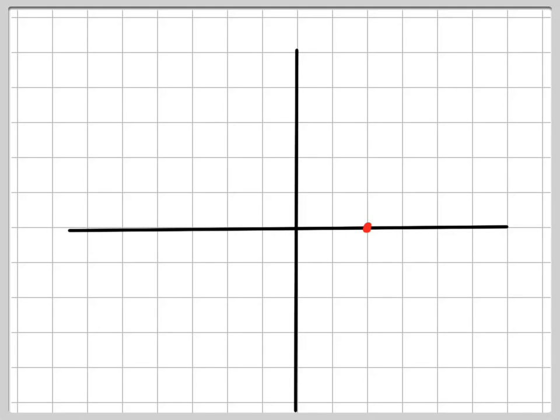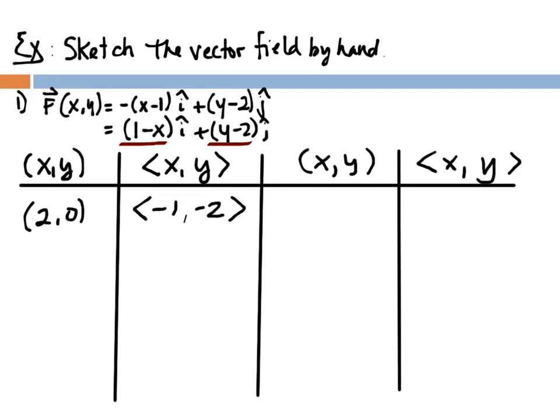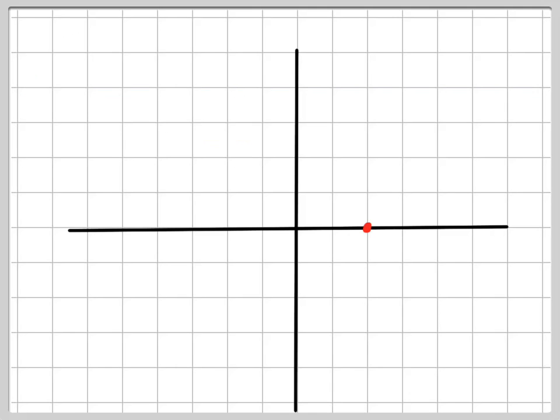All right, so over here on my graph, at the x, y point 2, 0, which is here, I need to draw a vector, and the vector needs to be going in the direction of -1, -2. Because of that direction, I've got to go left 1 and down 2. So I end up with my vector looking something like this. Is that okay? Okay. As far so good?